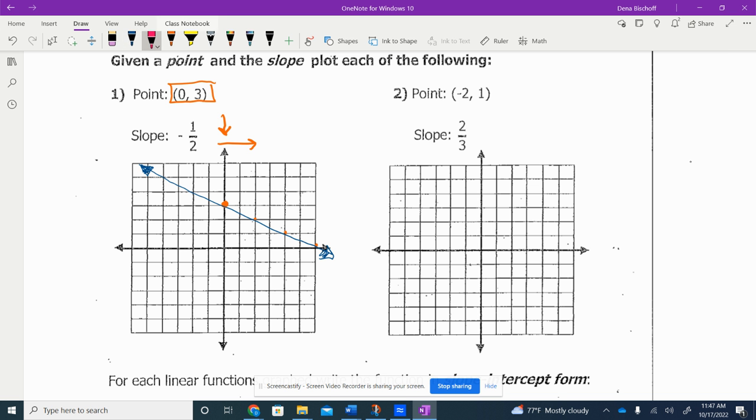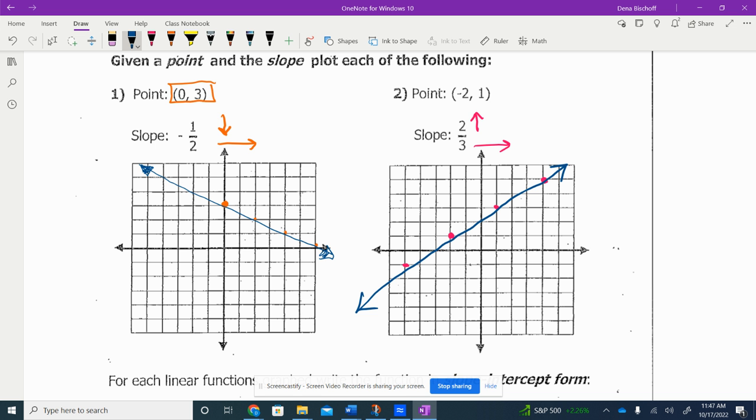Example number 2 has the ordered pair (-2, 1). So I begin at -2 and I go up 1. That's my beginning point. And from there, I have a slope of 2/3 because 2 is positive. That means I'm going to go up and to the right, up 2 over 3, up 2 over 3. And I could also go down 2 and to the left 3 if I needed to. But I think I have enough points to draw a nice straight line. Okay.